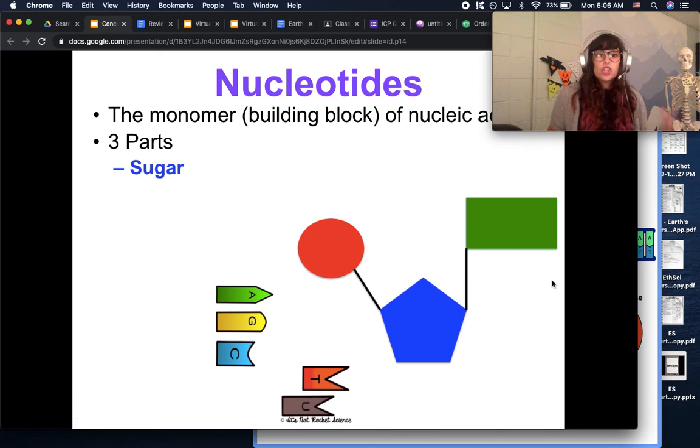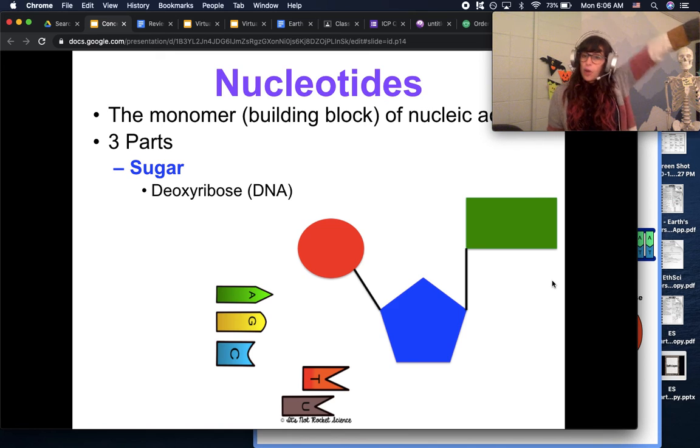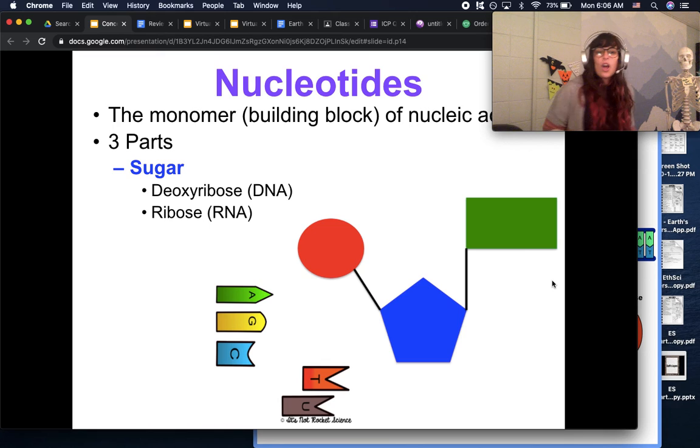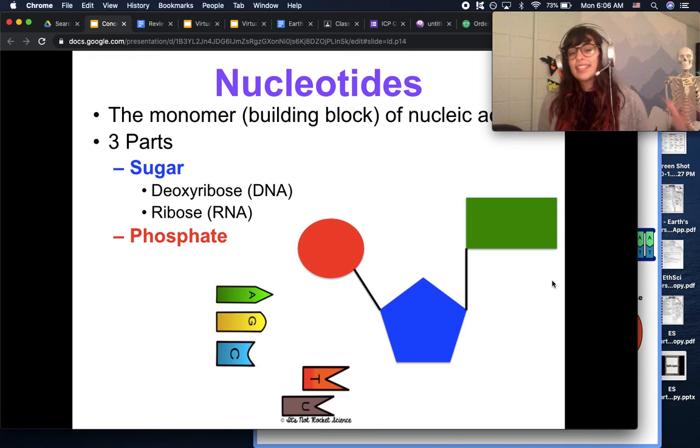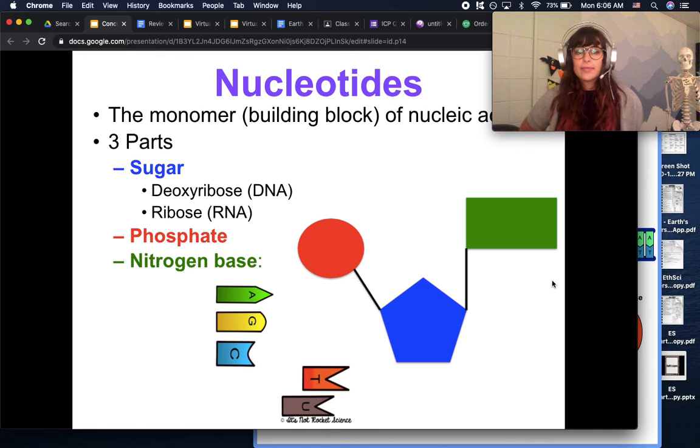The first part is sugar. This is color-coded, so that word's purple and the pentagon is purple. That sugar can be deoxyribose if you are DNA, or ribose if you are RNA. The little red circle represents a phosphate. All we need to know about that is it's a little chemical group that definitely has the element phosphorus in it. If you remember, DNA is made of what elements? PCHON. That's where the P comes from, the phosphate.